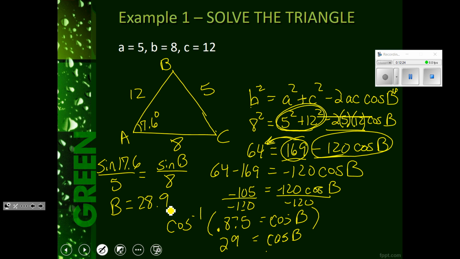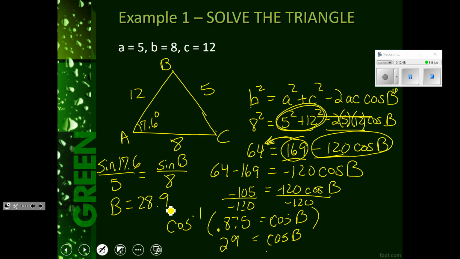So here's what I'm going to say. Why is my answer slightly different? Because I used cosine. Does that make sense? If you're going to use different methods.